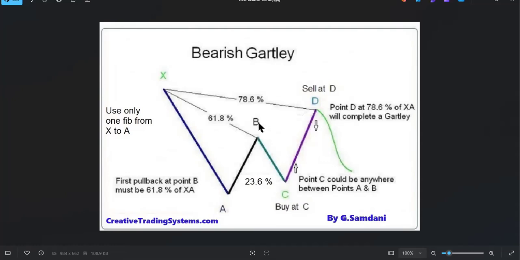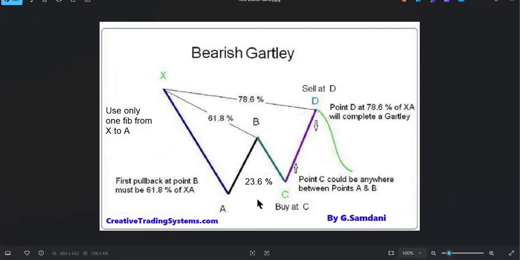So that's the B point, and then you can have a Gartley pattern. Why? Because it's going to drop here for point C around 23%, and then it will go to 78. And this is where a Gartley pattern will be finished and completed. And then you can expect that it will drop.